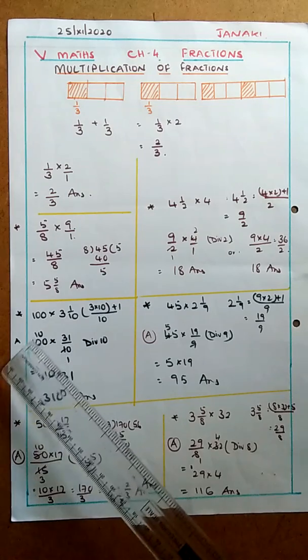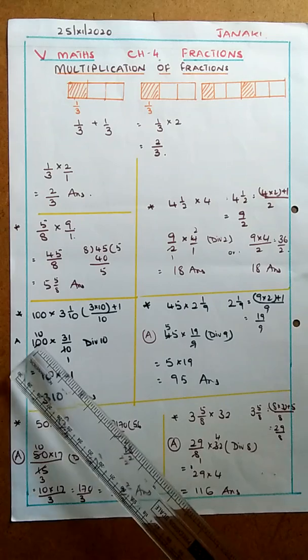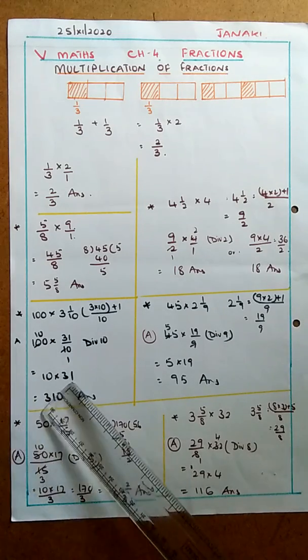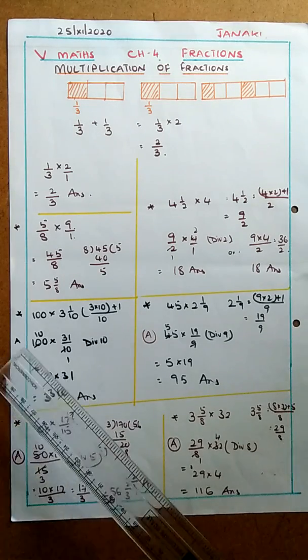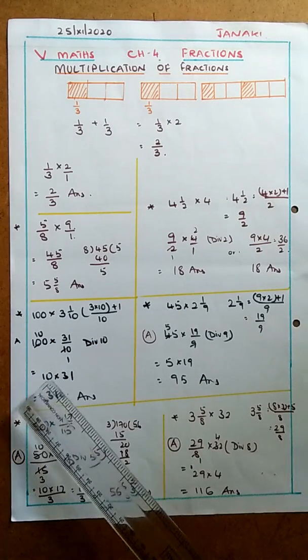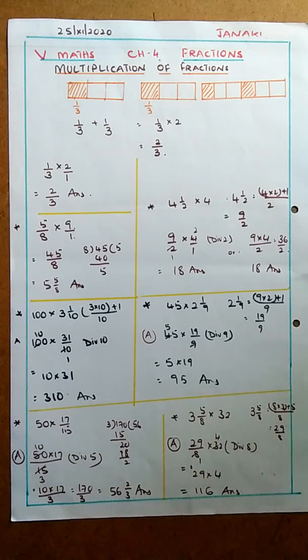Now when you are dividing 100 by 10, 10 is the quotient. So what do you have in the numerator? 10 into 31. And in the denominator you have 1. 1 into 1 is 1, that you can omit it. So 10 into 31, 310 is the answer.